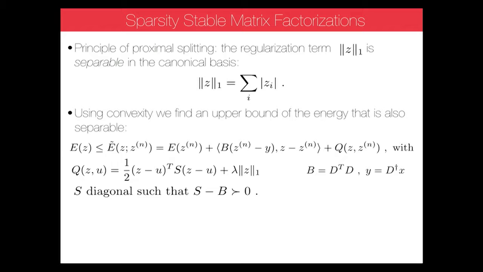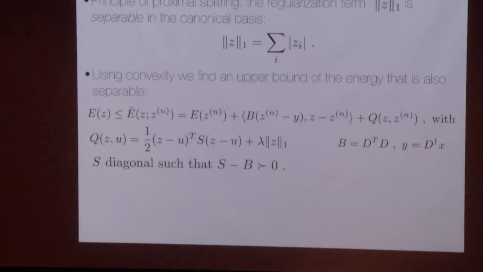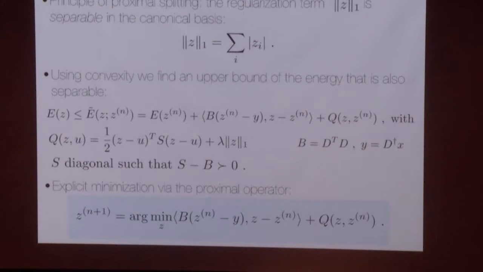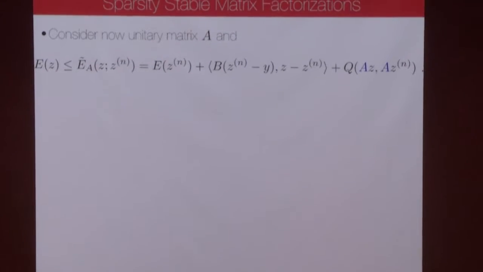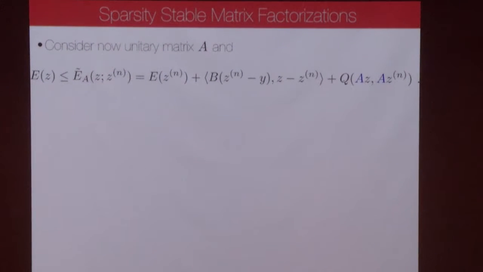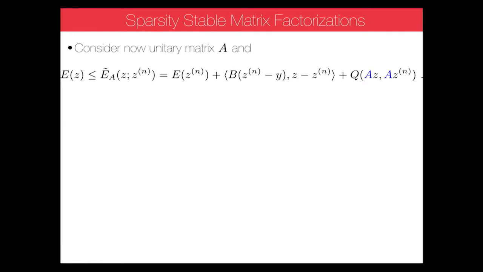Now I can minimize this, because everything is separable. I can operate coordinate by coordinate, and I get the proximal splitting algorithm. That's the principle. Now let's consider a unitary matrix, a rotation. It's basically the same principle as before, but rather than applying this surrogate at the previous point, I'm going to rotate the space and then apply the surrogate. It's a sort of change of point of view.